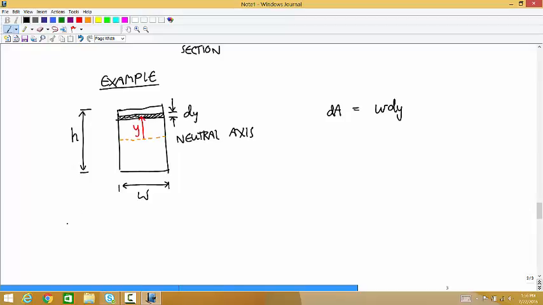Okay, so the area moment of inertia about the neutral axis is equal to the integral of y squared times w dy. So I just replaced dA in the definition with w dy. And then we're going to integrate this over the range negative h over 2 to h over 2. Those are the y values that represent this whole shape.